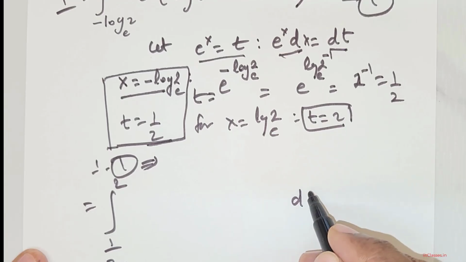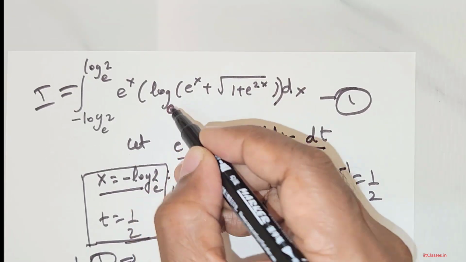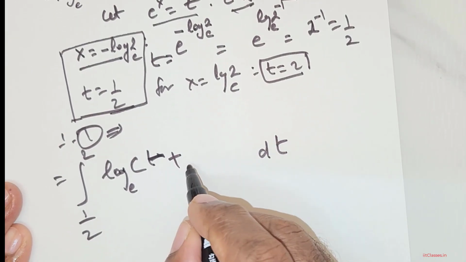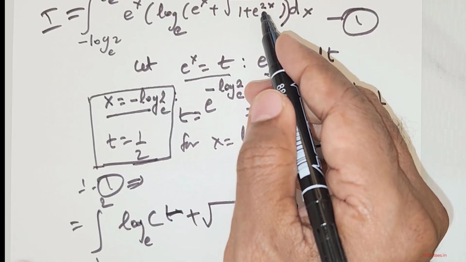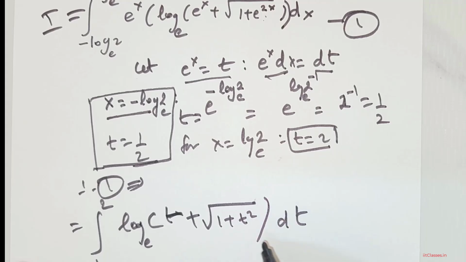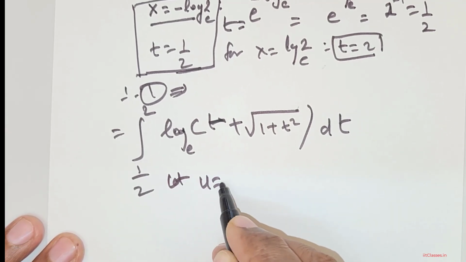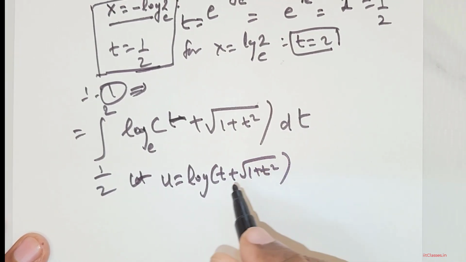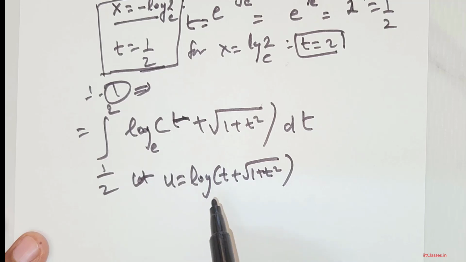So my dt will be here, followed by log, of course base is e, of e raised to the power of x is t, plus the root of 1 plus e raised to the power of x. E raised to the power of x is t, e raised to the power of 2x is t squared. So this is what we have got, and we will have to integrate this. Now what I wish to do is I will take u to be equal to log of t plus root of 1 plus t squared. Whenever I mention log, it is understandable that we are dealing with base e in this problem.